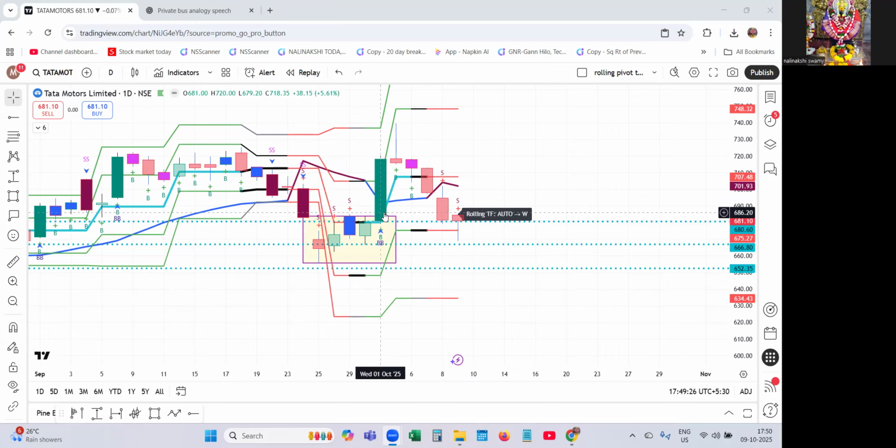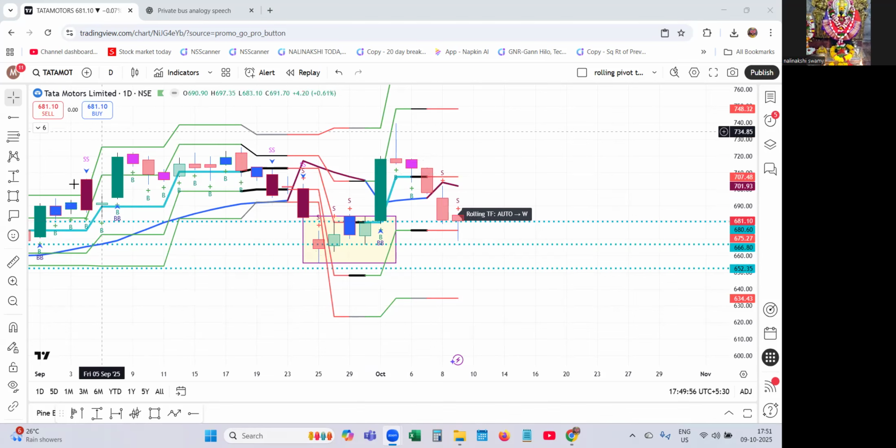And here is where the pivot comes in. Think of it like your body's balance point. No matter how the bus jolts or turns, you balance yourself with that pivot. Pivots keep your view balanced, giving clarity whether the price is still in control or losing strength.